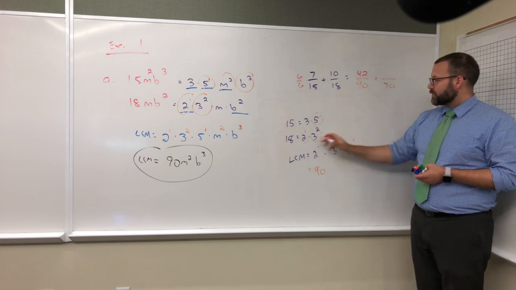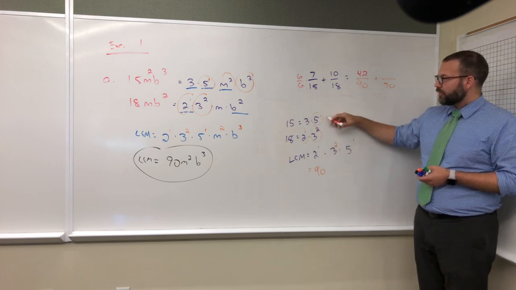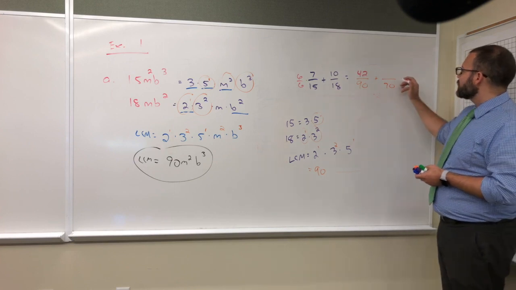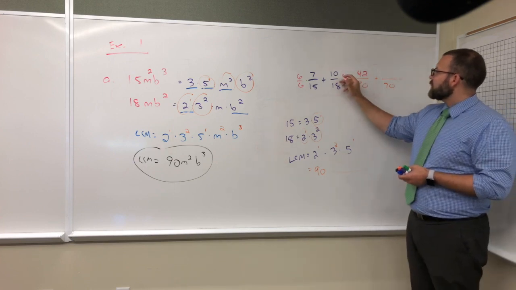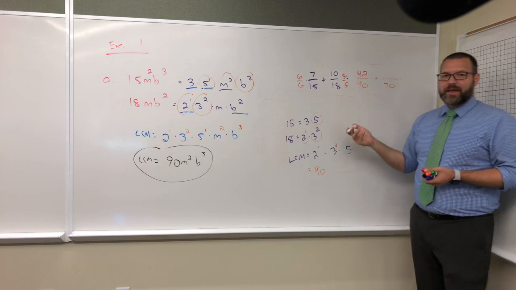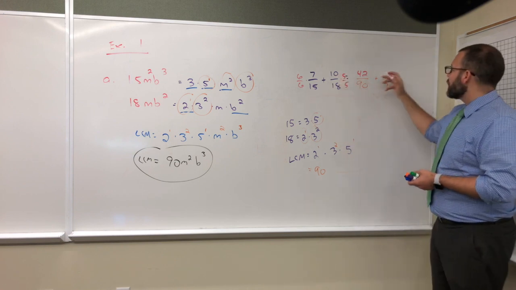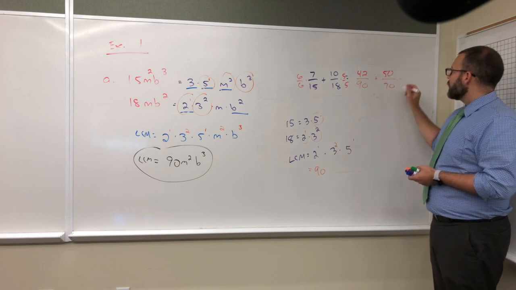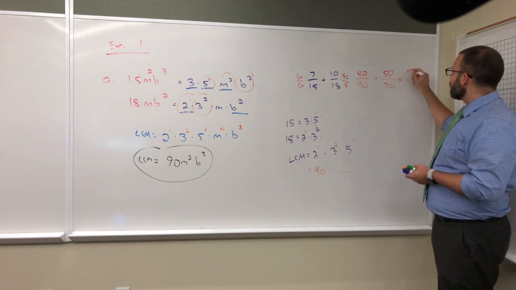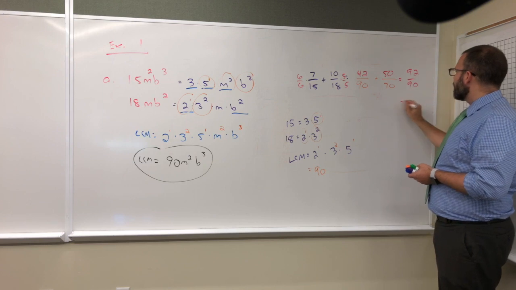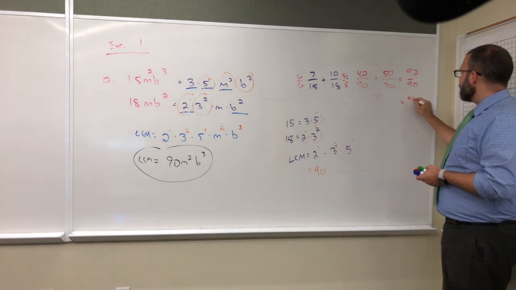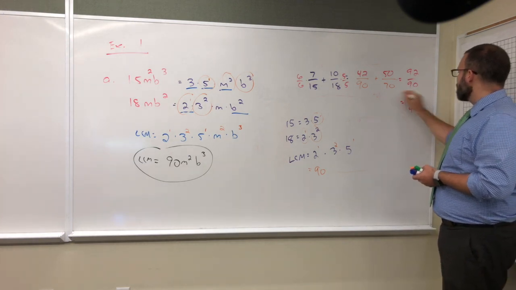And then for the 18, I asked myself, well, what was I missing? And it was clearly the 5. And indeed, it's 5 times the 18 that gets you 90. But again, I can't change the fraction, so I'd be multiplying by a form of 1, 5 over 5. So that gets you 50 over 90. And then it's that sum that we're interested in simplified. So 92 over 90 ends up being the same thing as 46 over 45.